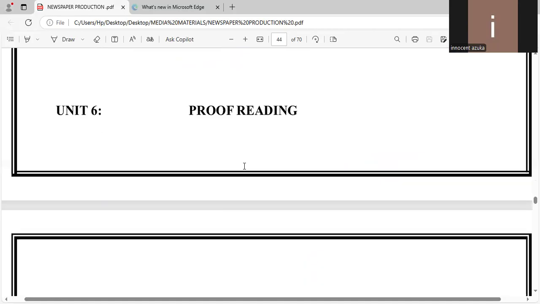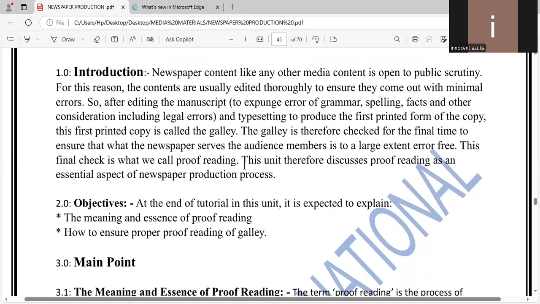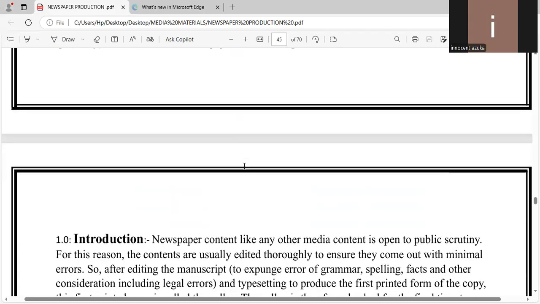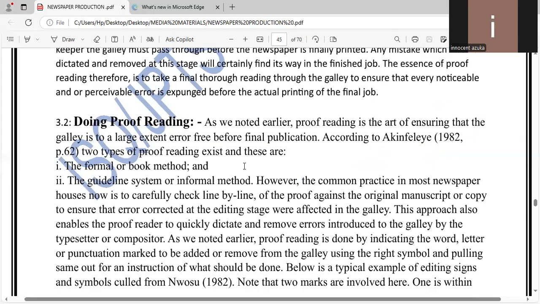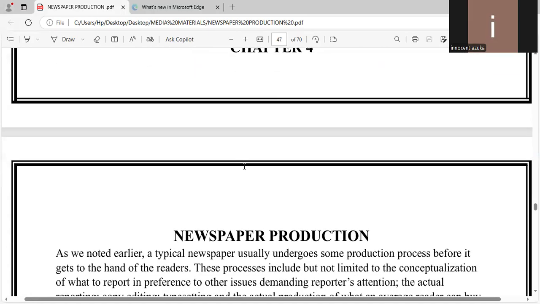So proofreading, you have to consider it in newspaper typology errors, and newspaper proof errors have to also be put into consideration. So in our next class, we'll continue in chapter 4, where we'll talk about newspaper production in detail.